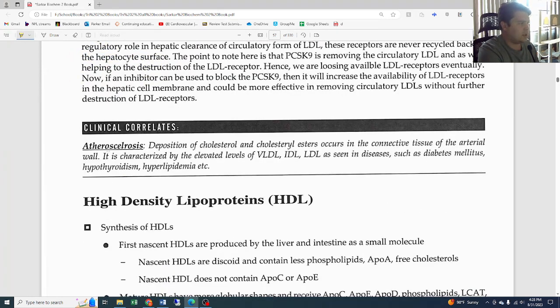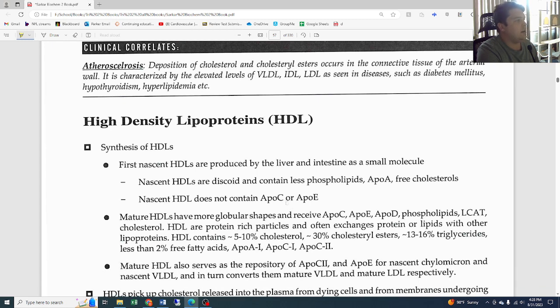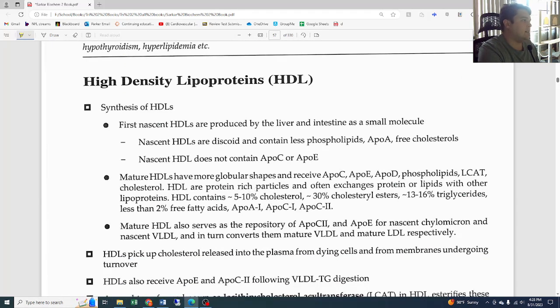The clinical correlates, we already talked about atherosclerosis. Pause, go ahead and reread that again. Now our high density lipoproteins are HDLs. So we're going to talk about the synthesis of HDLs.